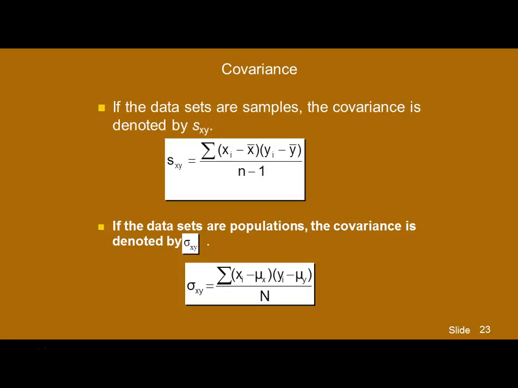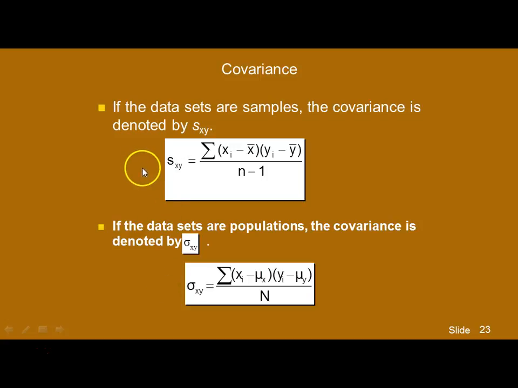I'm going to give you formulas for the covariances, although as we'll see in a minute, we might not actually need to use them in the calculation. I'm going to give you an alternative way of doing the correlation coefficient in a moment. Again, we're going to give you two different formulas for a sample and a population.